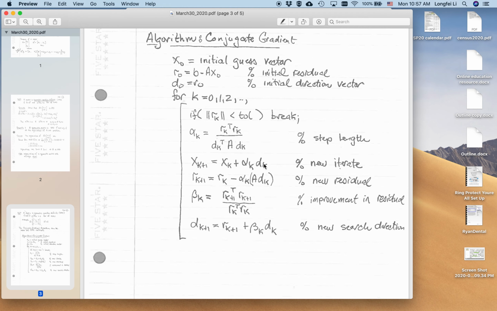And once we have the step length, then we're going to search for my new approximation by extending my previous solution in this direction with this step length computed here. And after we compute this new approximation, we can update the new residue by computing it as given here. This is my new residue.